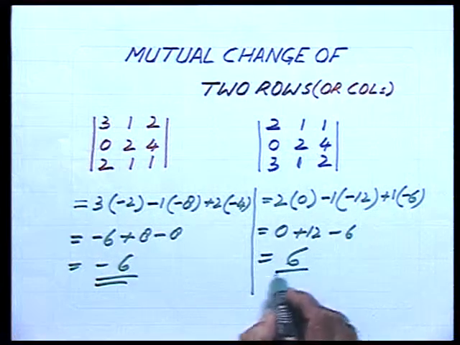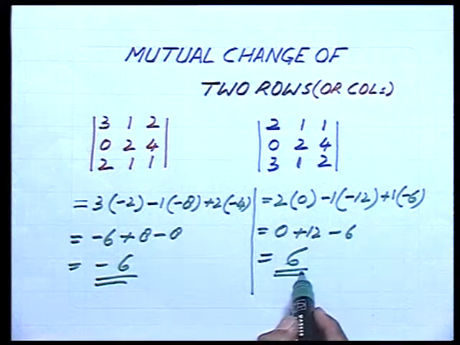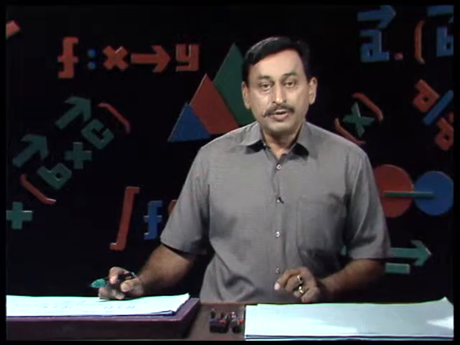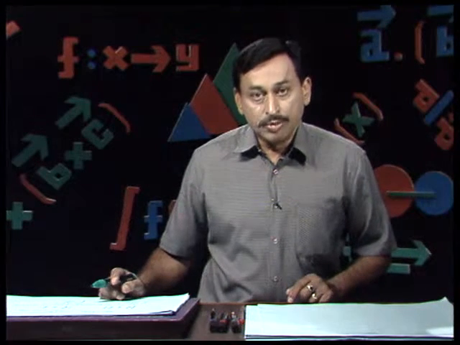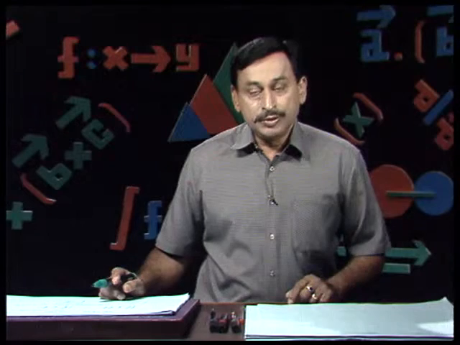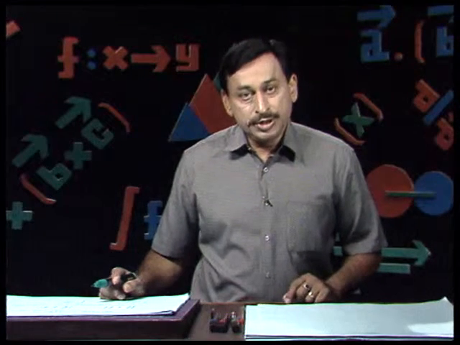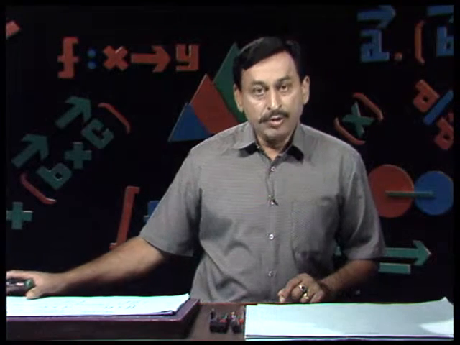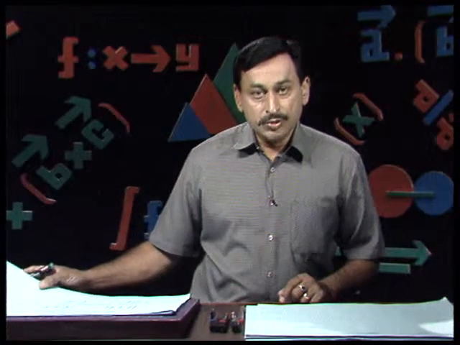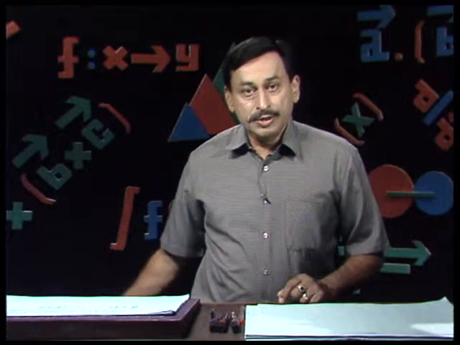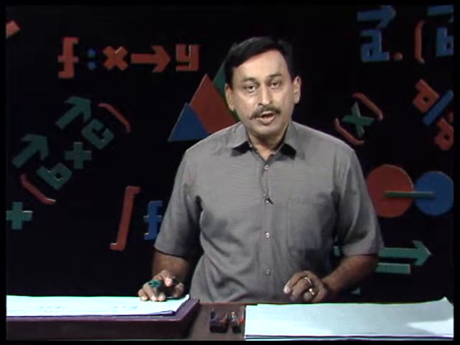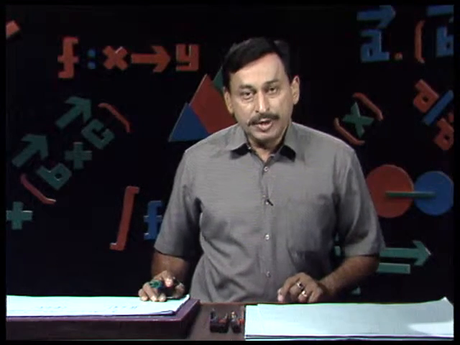Look at these two values, one is minus 6, the other is plus 6. You see that the numerical value stays the same, but they become opposite in sign, and this you can experiment by interchanging any two rows and any two columns of any determinant, and you will always find that this is what you will discover, that interchange of any two rows or any two columns changes the sign of the value of the determinant, the numerical value stays the same. Let us go on to the next property now.